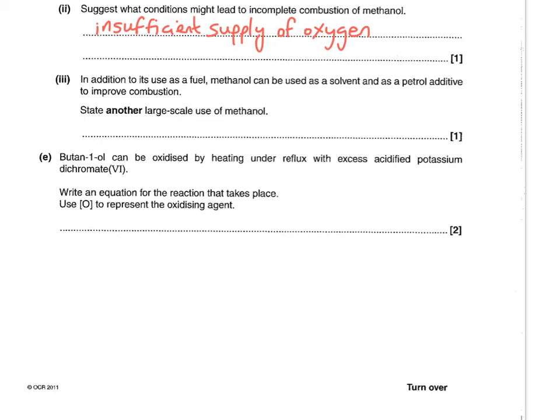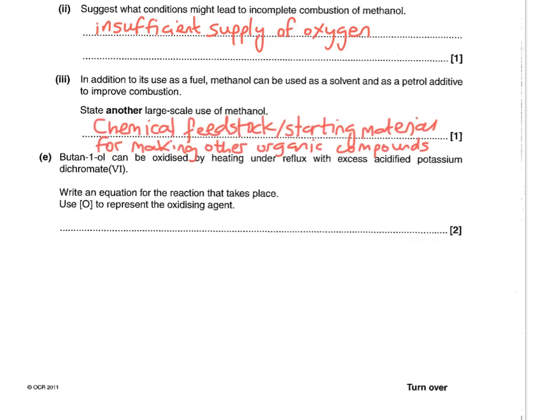So it says, in addition to its use as a fuel, methanol can be used as a solvent and as a petrol additive to improve combustion. Then it asks you to state another large-scale use of methanol. The easiest thing to do here is to refer to its use as a chemical starting material. The word we use is feedstock. And it's important to point out that it's used for making other organic compounds. By the end of the A-level course, you'll have come across some of the types of organic compounds that we can use alcohols to make.